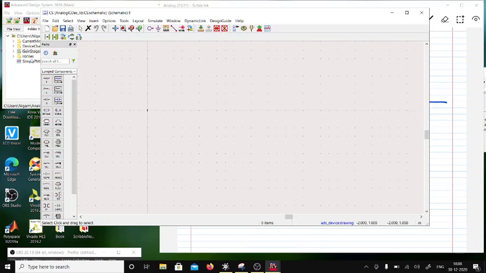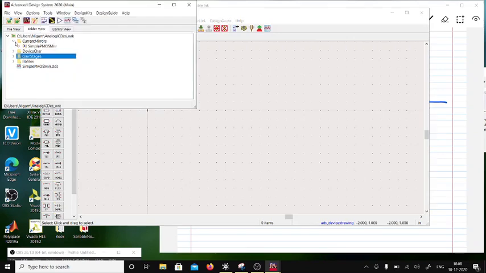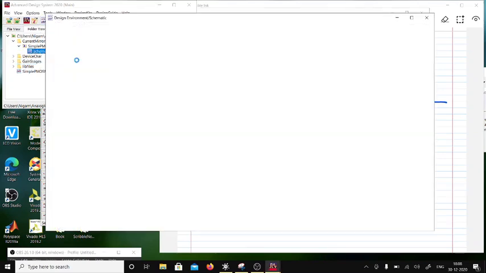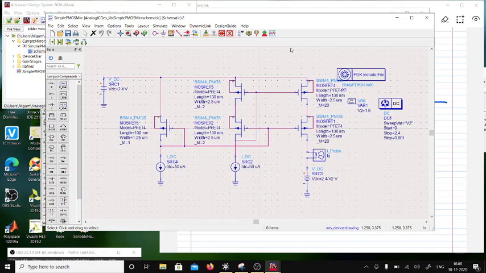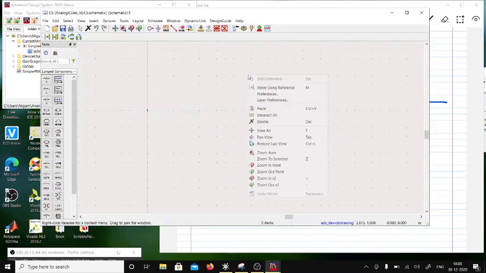So for now I have a current mirror here, a simple current mirror, which we did in the previous session. Oh, this is a cascode. So let's just pick up one of them. This is 2:20 ratio. Edit copy, and then edit paste.